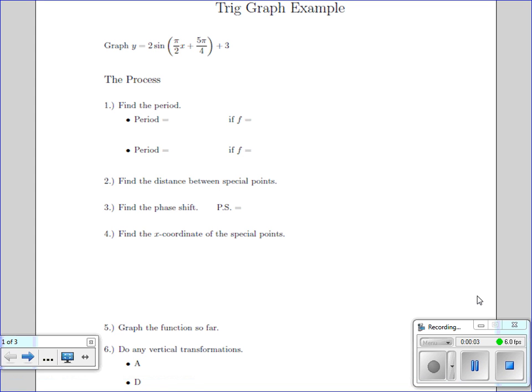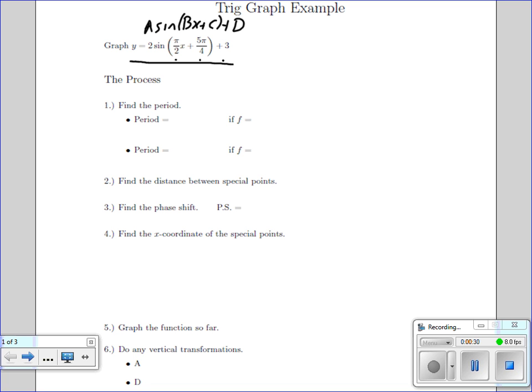Now we'll see an example of graphing a trig function. So we'll graph the equation y equals 2 sine of (pi over 2 x plus pi over 4) plus 3 outside. So again, in our form, this was a sine of (bx plus c) plus d. So our a is 2, b is pi over 2, c is 5 pi over 4, and d is 3.